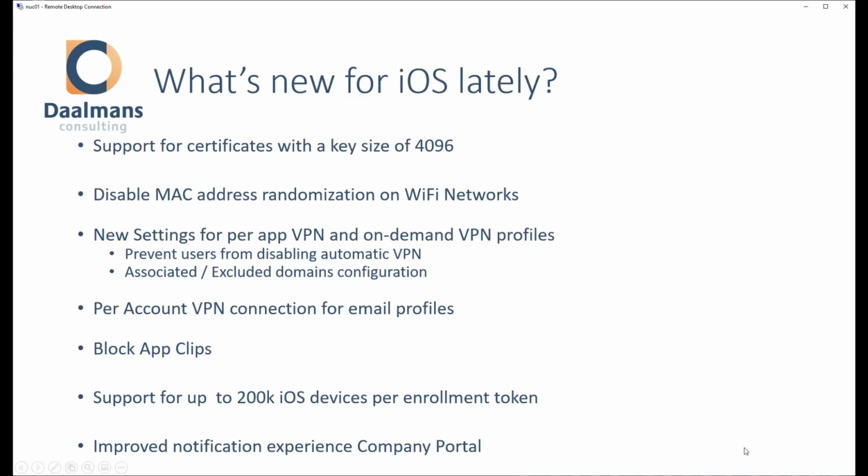So what's new for iOS lately? There's more support for certificates. We can disable MAC address randomization for Wi-Fi networks. We have some new VPN profiles per app account, per account VPN connection profiles. Block app clips, support for 200,000 iOS devices per enrollment token, and this is when using the Apple Business Manager. It was like 60,000 devices, and there's an improved notification experience in the company portal.